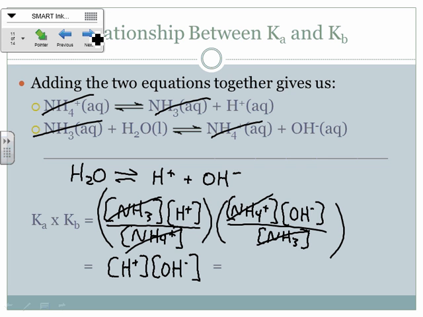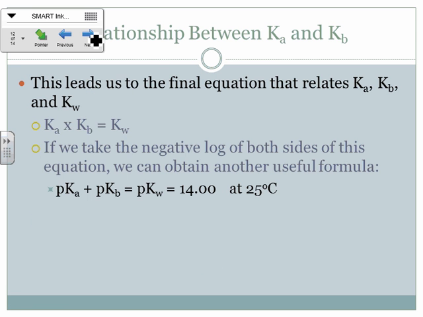Assuming we're at 25 degrees Celsius here, what do H plus times OH minus always equal? 1 times 10 to the negative 14th, which we call by a special name: Kw, which is 1 times 10 to the negative 14th. That's interesting. So what we just said is if you take Ka times Kb, that's going to equal Kw. That seems like it might be useful at some point. So Ka times Kb equals 1.0 times 10 to the negative 14th. That's going to be a useful relationship.